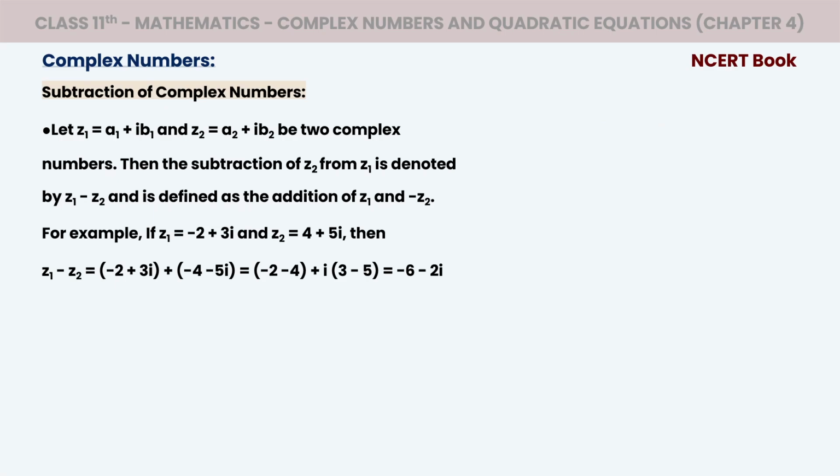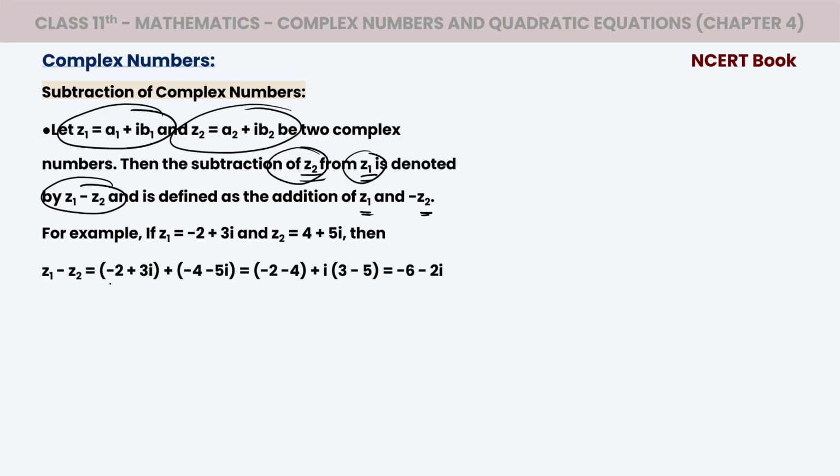now as we did this operation of addition, same here we are talking about subtraction also. Z1 I am taking a1 plus iota b1, z2 I am taking a2 plus iota b2, the two complex numbers. Then the subtraction of z2 from z1: z2 has to be subtracted from what? From z1. It is denoted by z1 minus z2, defined as z1 plus minus of z2, right? So you are basically adding only. In z1, you have to add minus z2.